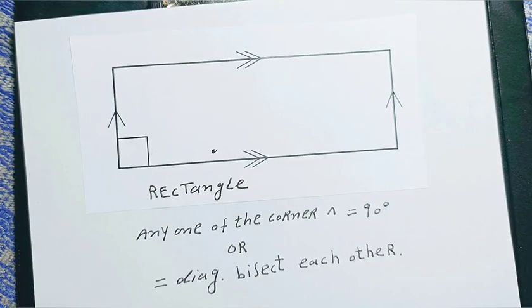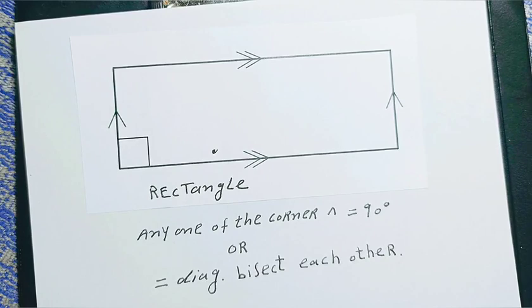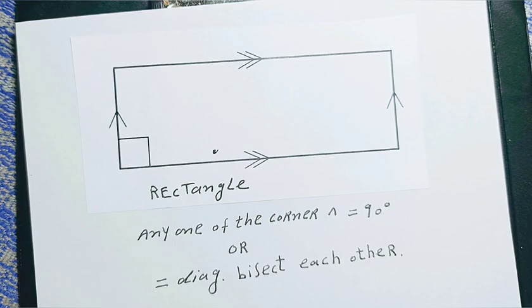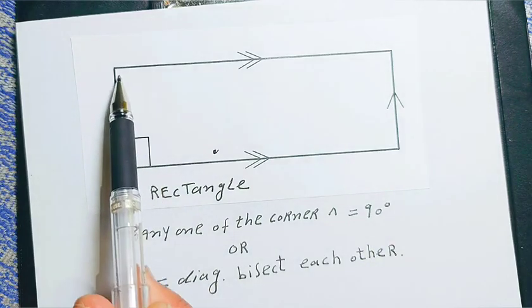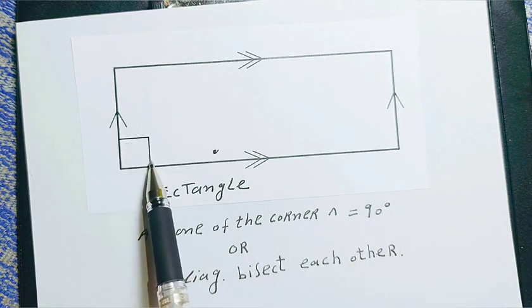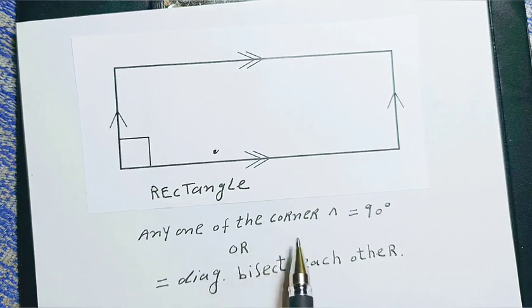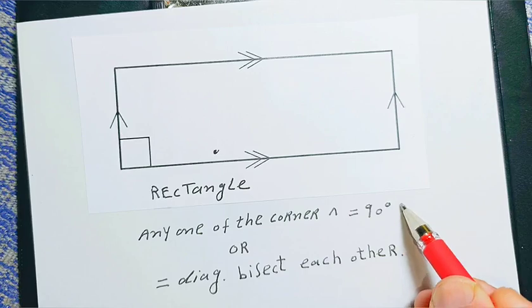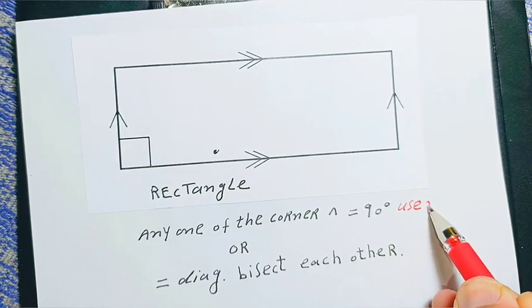So this is a rectangle, and a rectangle is a parallelogram, also in the parallelogram family. To prove this is a rectangle, any one of the corner angles must be equal to 90 degrees. It can be this angle, this corner angle, this one, or this one. Look here, 90 degrees. So we need to prove the corner angle is equal to 90 degrees. And also we're going to use the gradient formula.